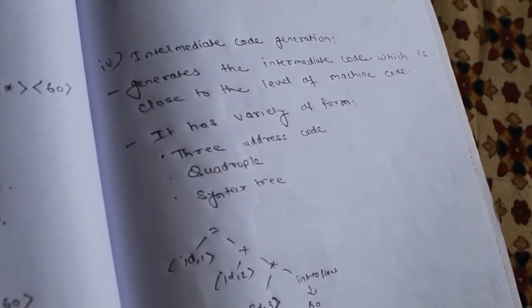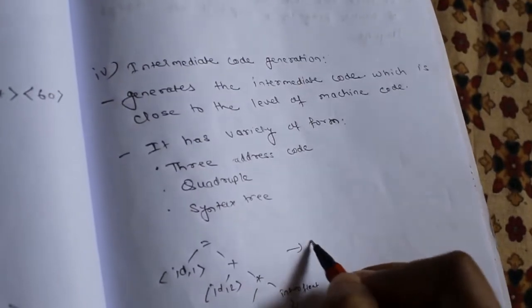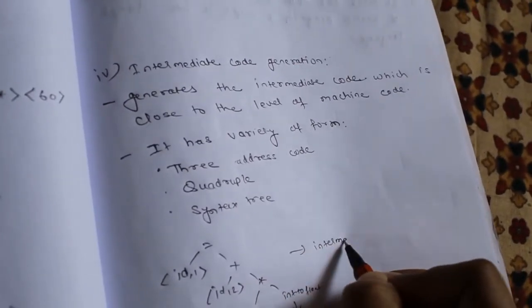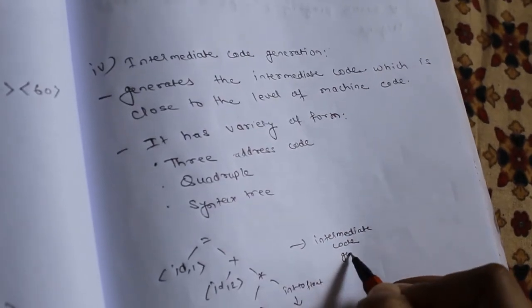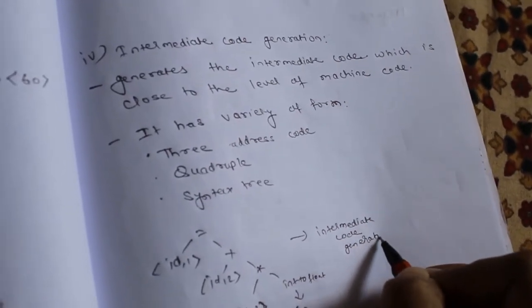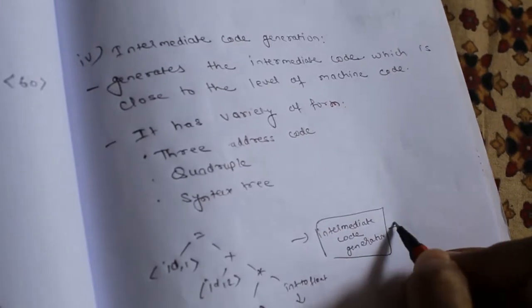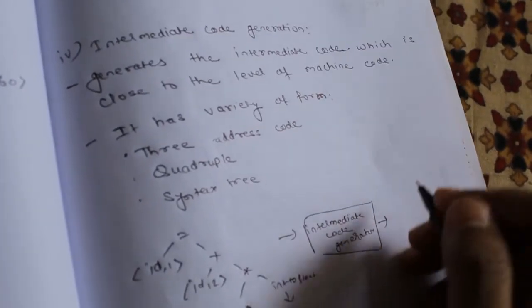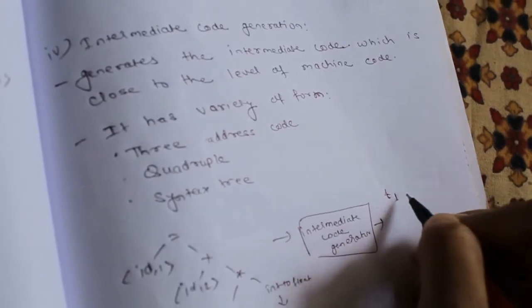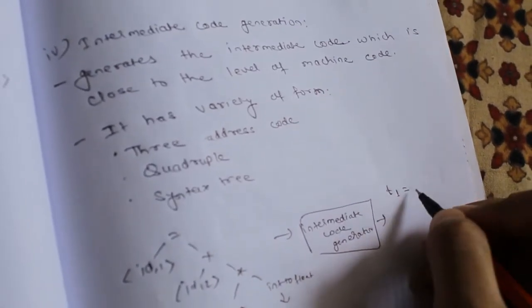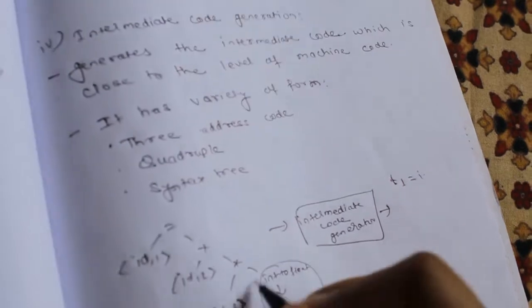So now here it will pass to the intermediate code generator, and then it will convert into the intermediate code. What actually we are doing here is generating the integer code. So first we are assuming this part.